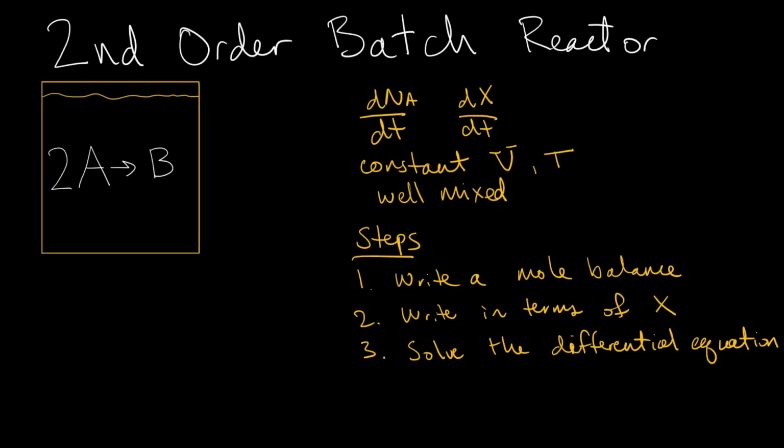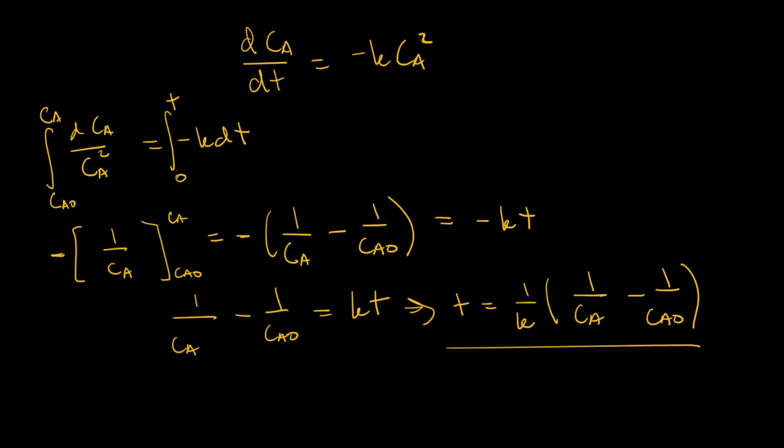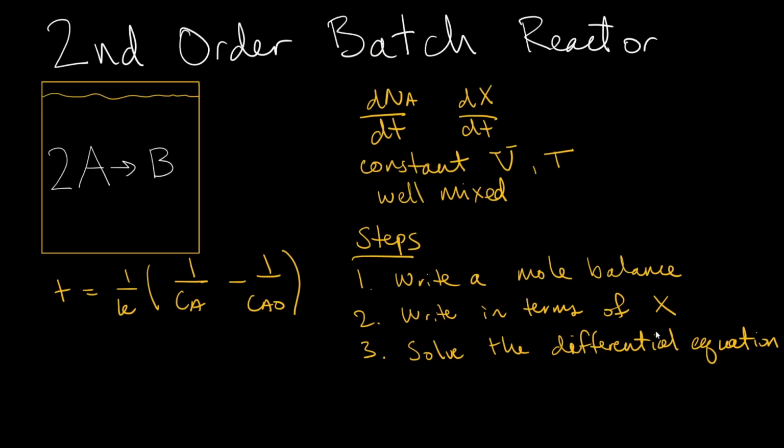So returning to our starting point, we had this second order batch reactor, 2A goes to B, and we assume this is a constant volume, constant temperature, well-mixed reactor. We first wrote a mole balance and solved a differential equation for concentration, and that was this solution right here. And then we solved the equation again in terms of conversion, which was right over here. And for a little bonus, I told you that these two ways of representing this are equivalent, so let's just prove that on the next page.